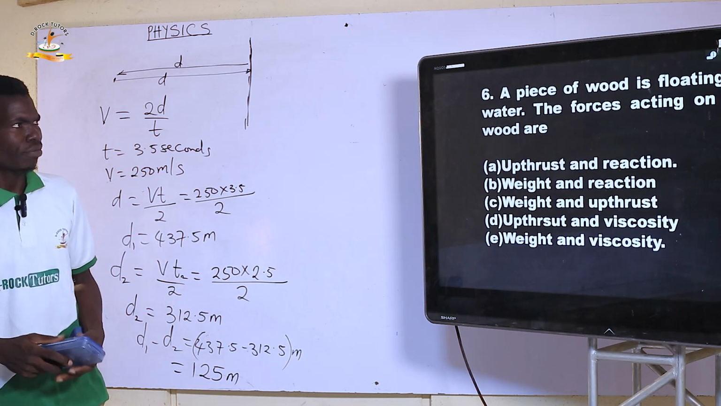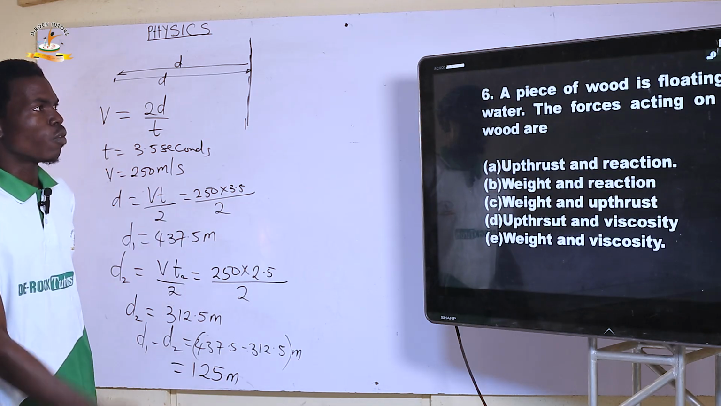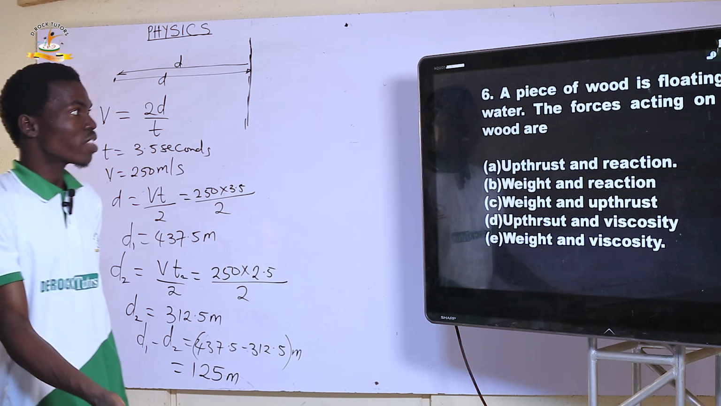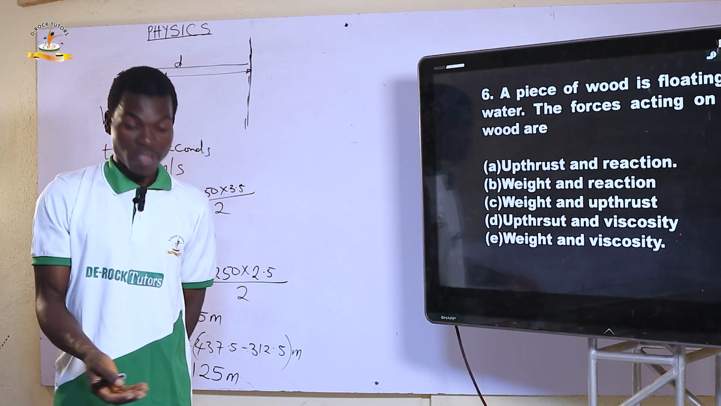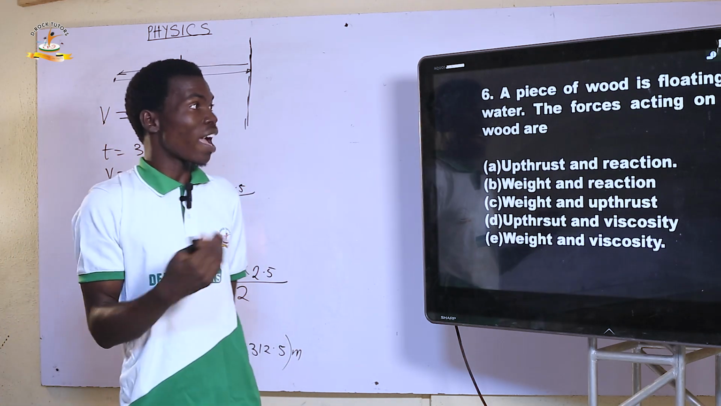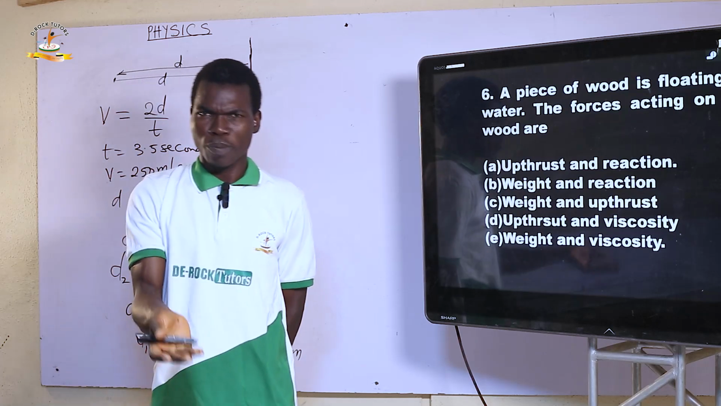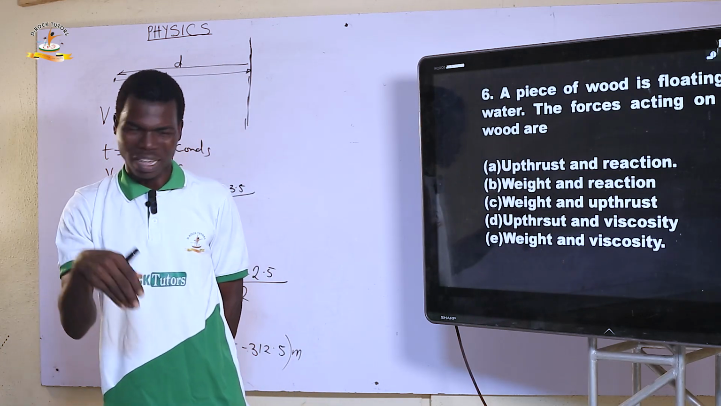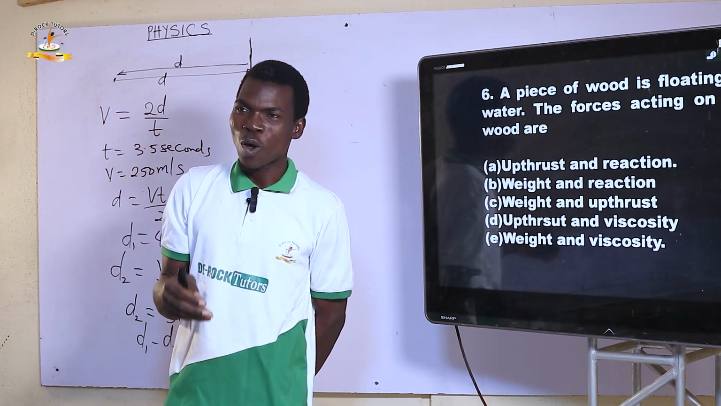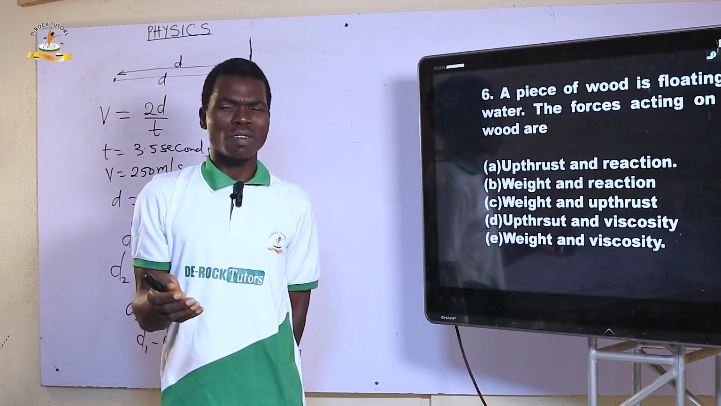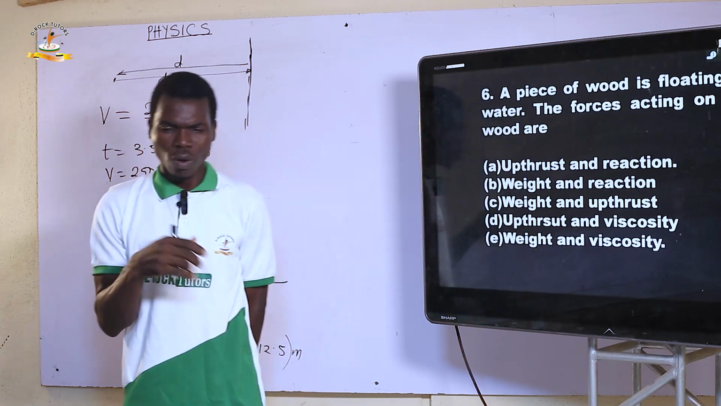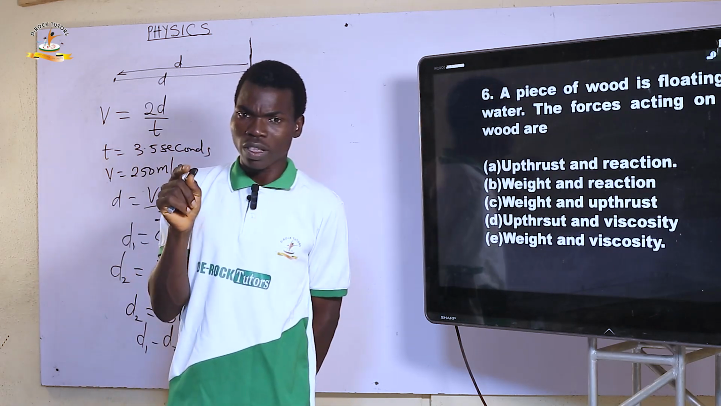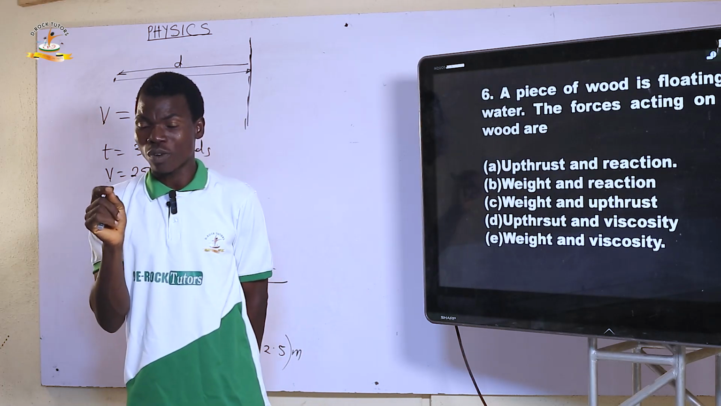Next, we have a piece of wood and it's floating on water. What are the forces acting on the wood? And the question might trigger some response: oh, there is always one force that is supposed to act on anybody floating on water.